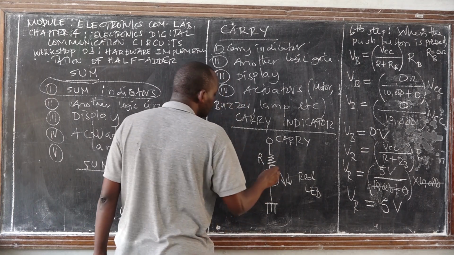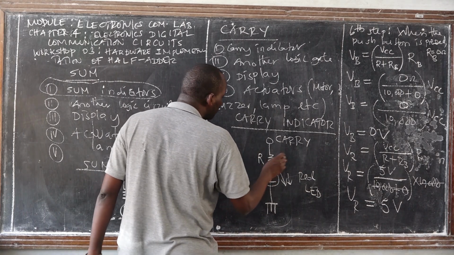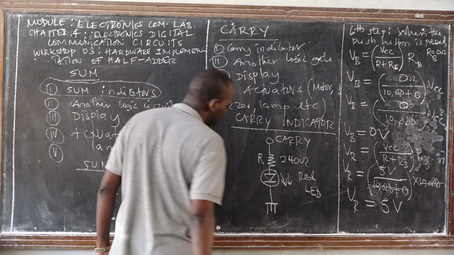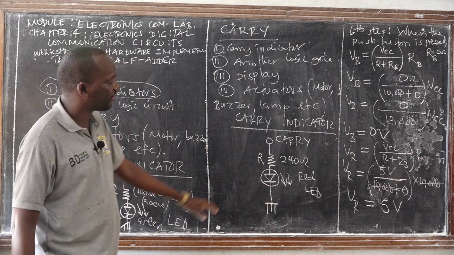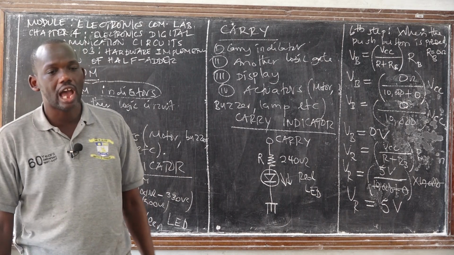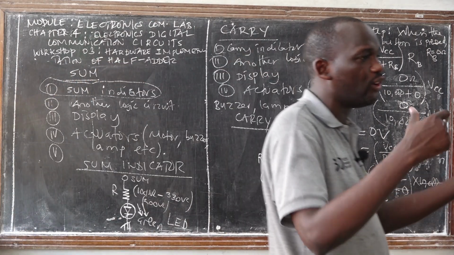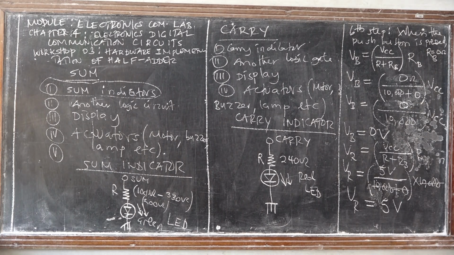Sit down. Then the resistance we are going to use for this case is 240 ohm. And this is a red light emitting diode. So for that case, we have finished our journey of designing a half adder. Now we are going to the overall implementation of the entire half adder system.